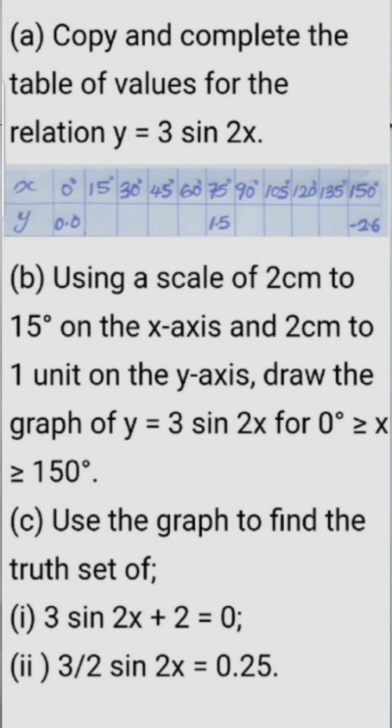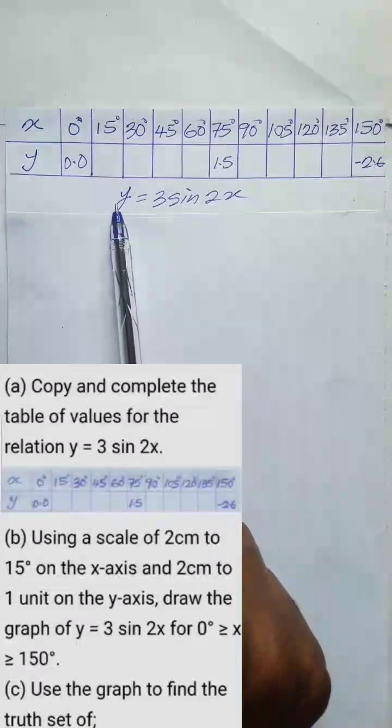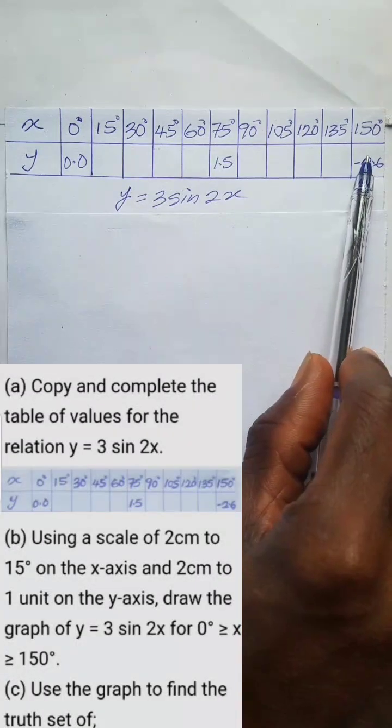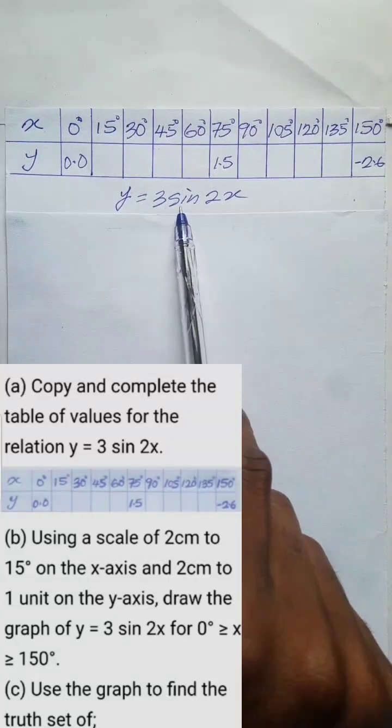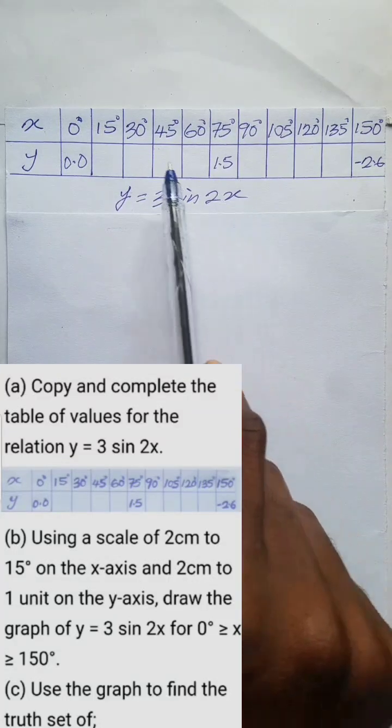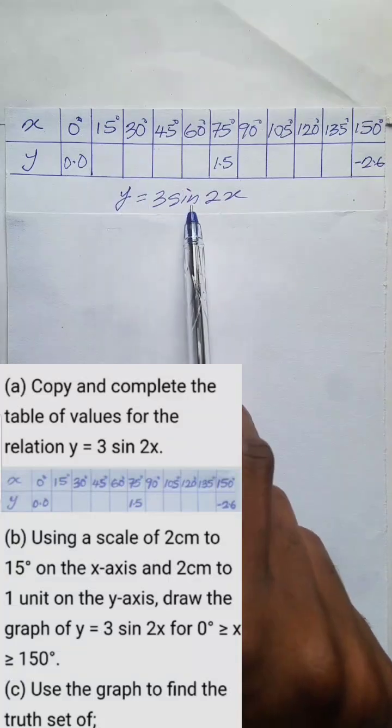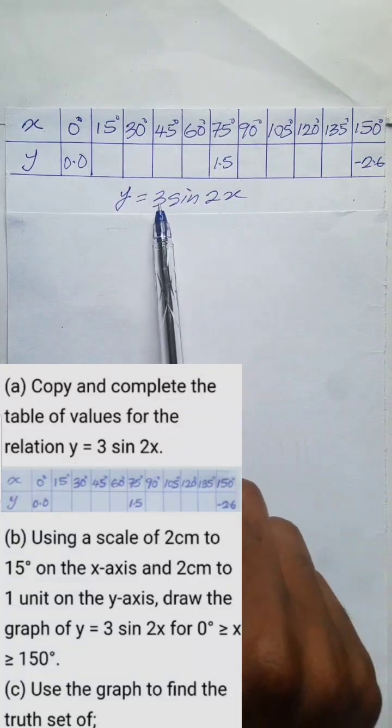Okay, let's go to A quickly. Copy and complete the table of values. This table right here for this relation. Now this is our curve. We are given all the values for x, a variable there, but we are only given a few values for y, but we can get the values of y for each value of x by computing this. What is that? 2x, then sine 2x, then multiply that by 3.